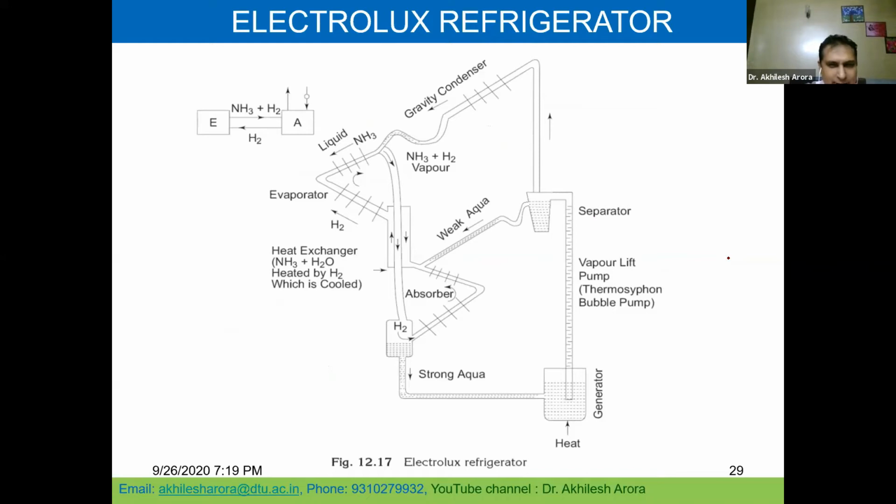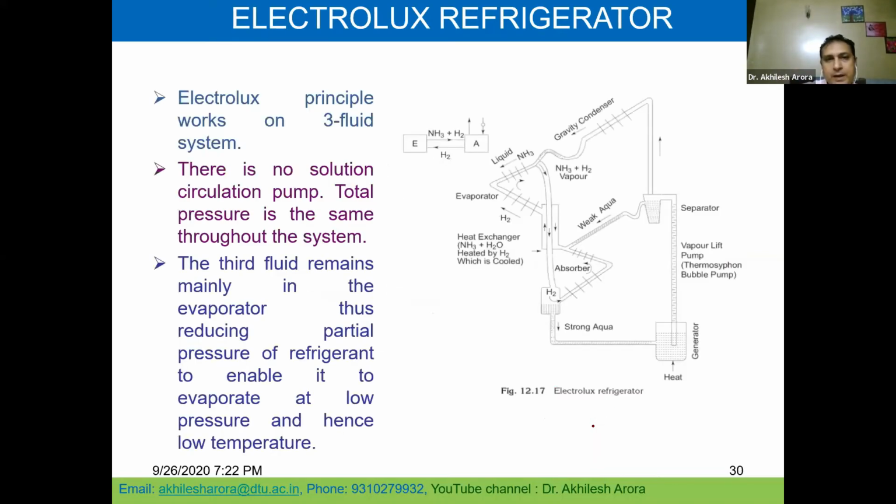Can you see any device here which is making the fluid flow? No, there is no device here. It is all working on the thermosiphon principle. And one more important point about it is that only a small amount of heat energy is required in the generator, and it's a three fluid refrigerator. So let me explain its working.